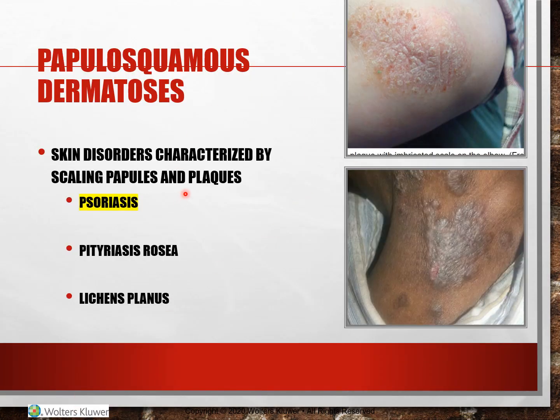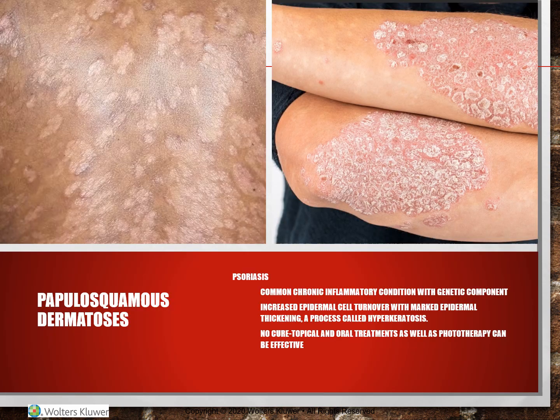So now we're going to talk about the papulosquamous dermatoses. These are conditions that are characterized by circumscribed red thickened plaques, often with an overlying silvery white scale. So scaling papules and plaques. And we're going to really focus on psoriasis here. Psoriasis is a common chronic inflammatory condition with a genetic component. So this is often a genetically predisposed disorder. What we see is increased epidermal cell turnover with marked epidermal thickening, and this is a process that we call hyperkeratosis.